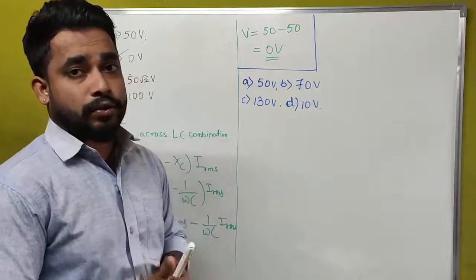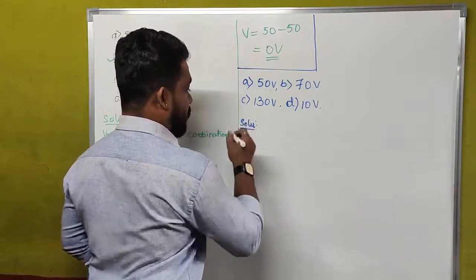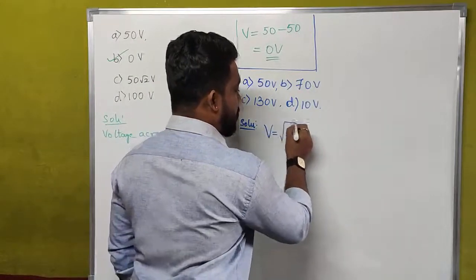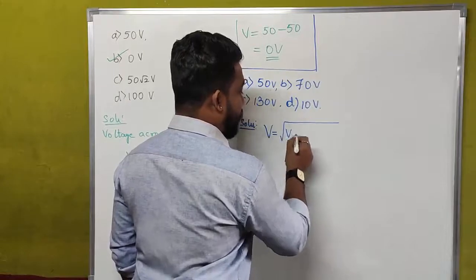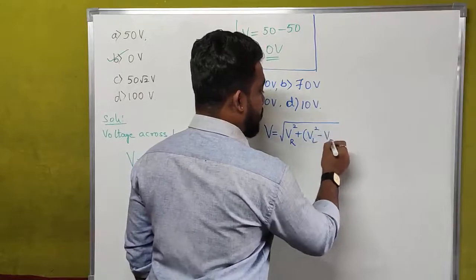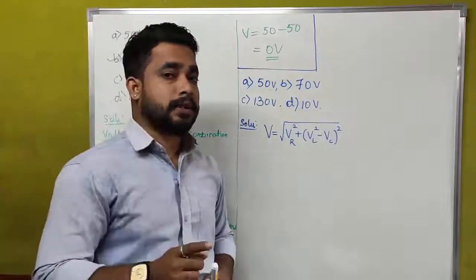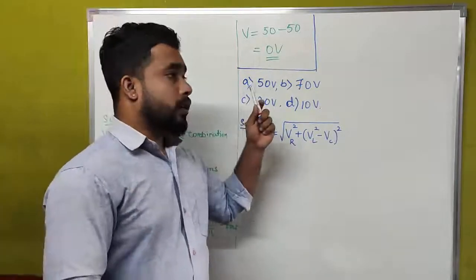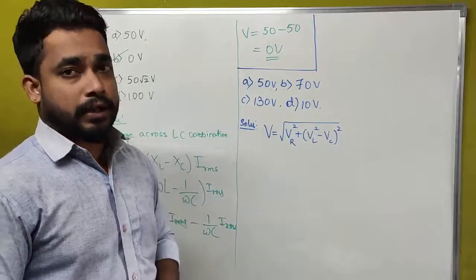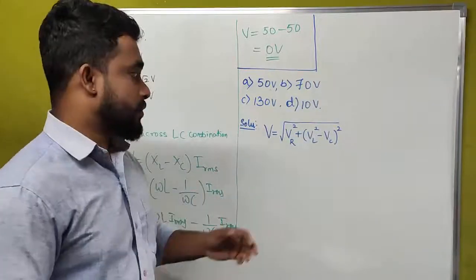In our series LCR circuit, we have done that. The expression for voltage in a series LCR circuit is V equal to square root of VR square plus (VL minus VC) square. Why VL minus VC? Because in a series LCR circuit, the value of inductive reactance is greater than the capacitive reactance, or voltage leads current by a phase shift of 90 degrees. That we should know first.